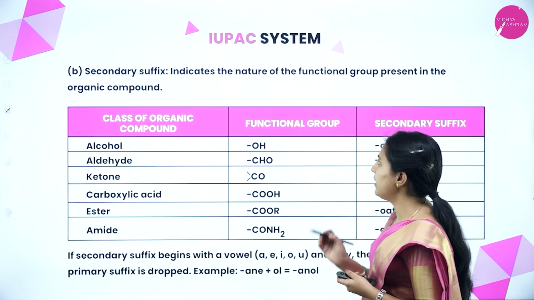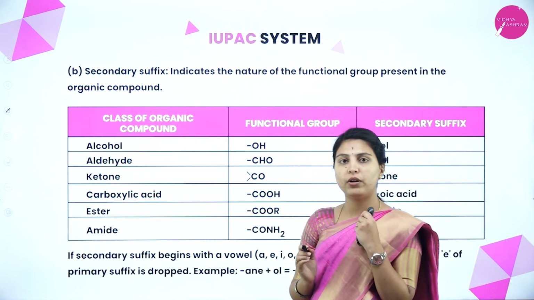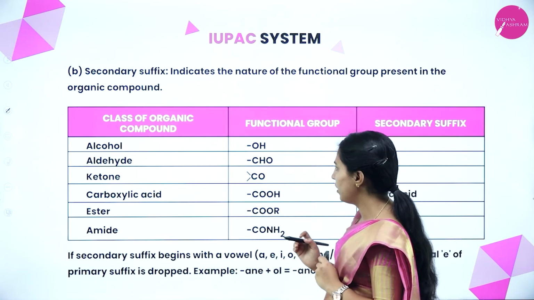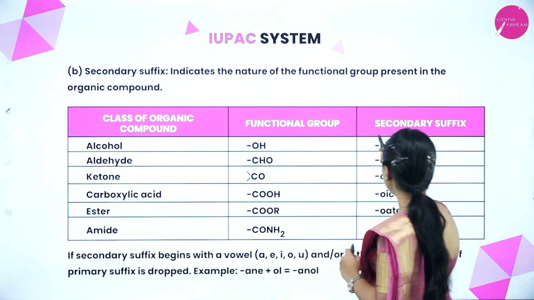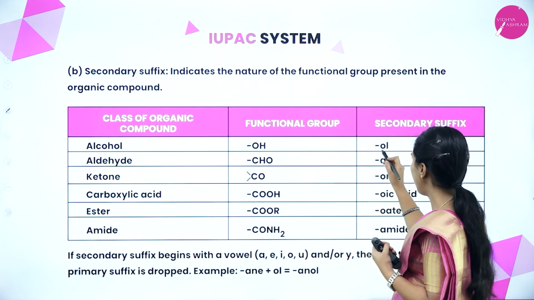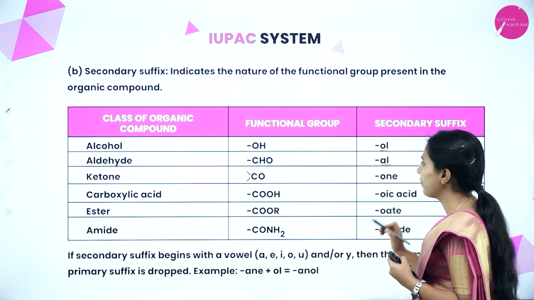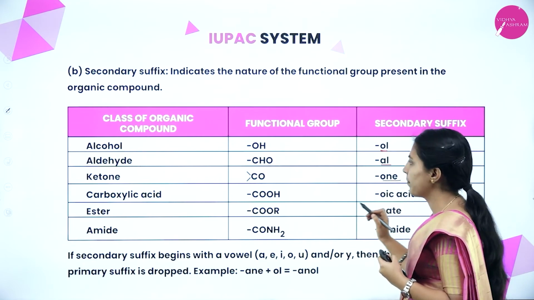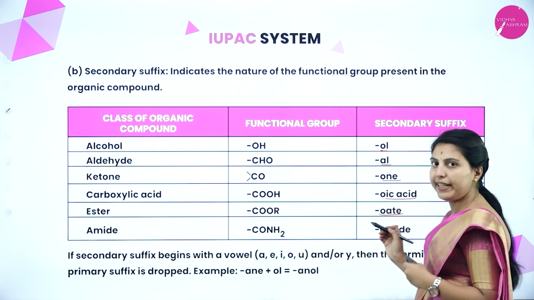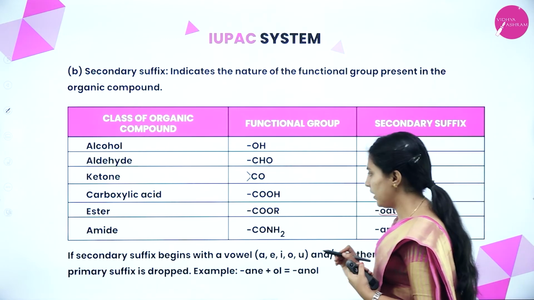Next, secondary suffix indicates the nature of the functional group present in the organic compound. What kind of functional group is present will be represented by the secondary suffix. Alcohol, OH, will end with ol, alcohol, right? That's why OL. Aldehyde, CHO, that is aldehyde, that's why AL. Ketone, ONE. Carboxylic acid, oic acid. Ester, OATE, like benzoate. Amide, like benzamide, that is the example.